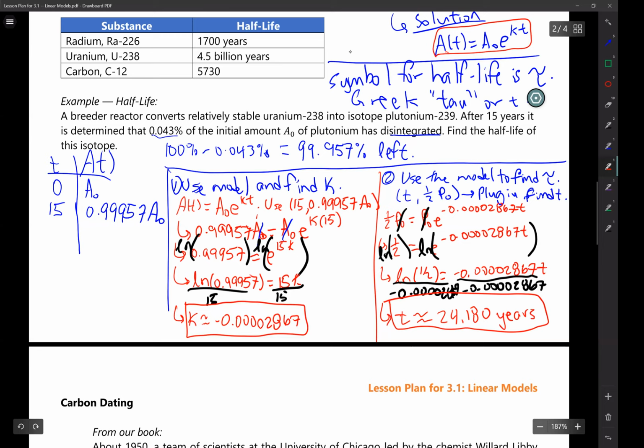So over here, if I was filling it out, it took 24,180 years for there to be 1/2 of the initial amount. So tau on this problem was 24,180 years. And I rounded a little bit, just FYI, just because I wanted to.